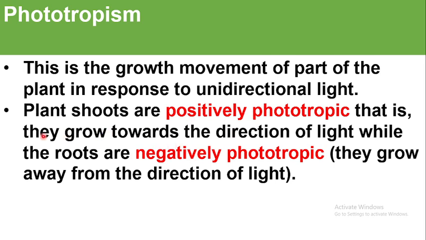Positive is when the plant shoots, only shoots, grow towards light. Shoots include stems, leaves, buds, and anything that is stemming from the stem. They grow towards what? Towards light. Therefore, it is called positive phototropism. Roots, on the other hand, will grow away from the direction of light. They'll grow into the ground. Therefore, the roots growing away from the direction of light is called negative phototropism.